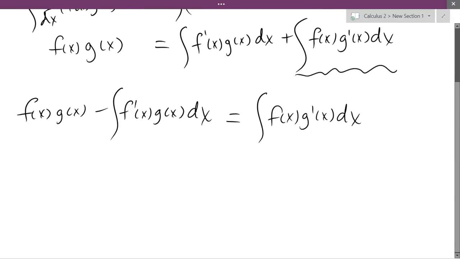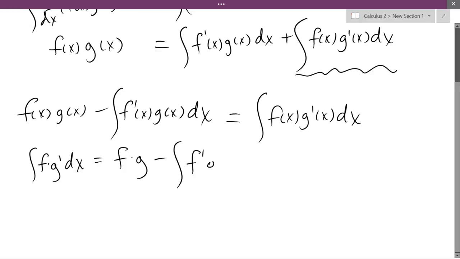Finally, I just want to switch the sides of the equation. So I'm just going to take the mirror image of the equation. So we have the integral, and I'm going to get lazy and just write f g prime dx equals f times g minus the integral of f prime times g dx.